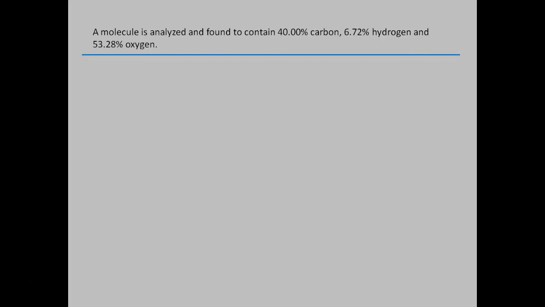So, for example, let's take a look at this question. A molecule is found to have 40% carbon, 6.72% hydrogen, and 53.28% oxygen. As we were shown, first we list our elements, then we write down our given information, our percents. Because they're given in percents, we assume that we have 100 grams of the sample. That allows us to say that the mass of each element in that 100 grams is the same as its percent. So we have 40 grams of carbon, 6.72 grams of hydrogen, and 53.28 grams of oxygen.